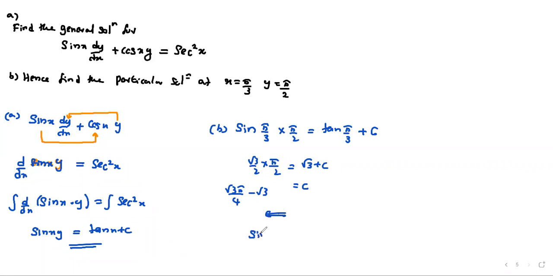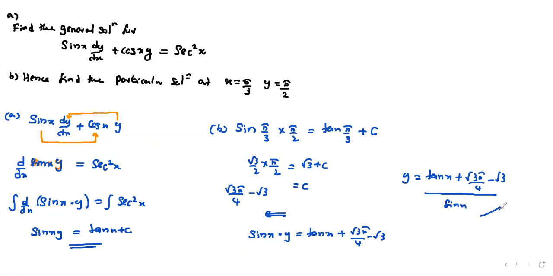So you can write sin x into y equals tan x plus root 3 pi over 4 minus root 3. If you want, you can make y the subject. y equals tan x plus root 3 pi by 4 minus root 3, divided by sin x, would be the particular solution of this differential equation at these conditions.